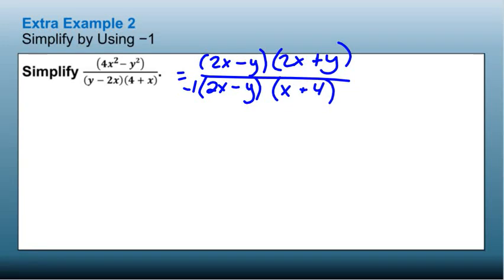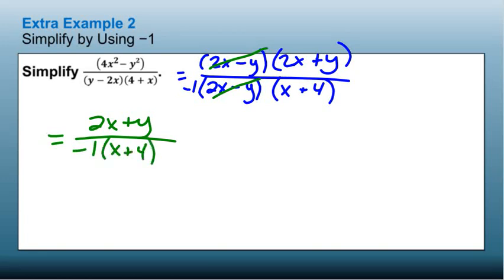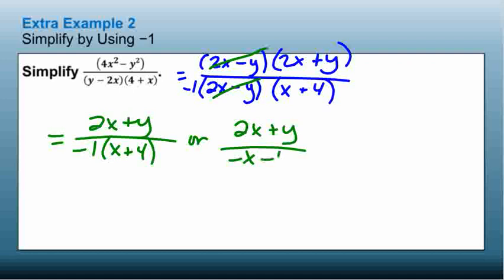I'm going to put my variables first. The 2x minus y's divide out, and now I'm left with an answer of 2x plus y, all divided by negative 1 times x plus 4. Or you could have it as 2x plus y divided by negative x minus 4. Either way, that would work.